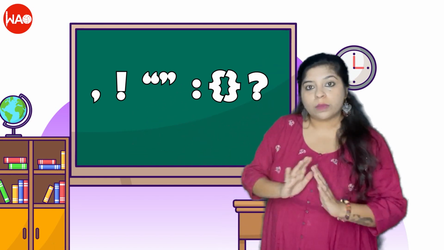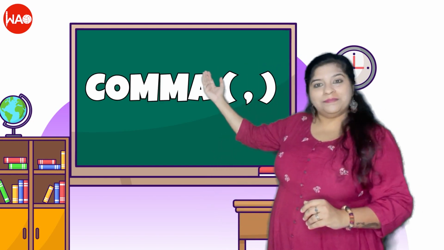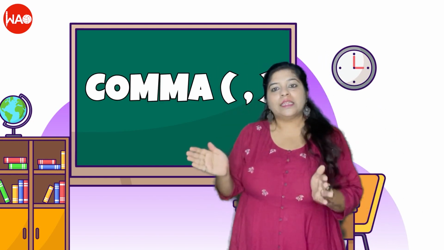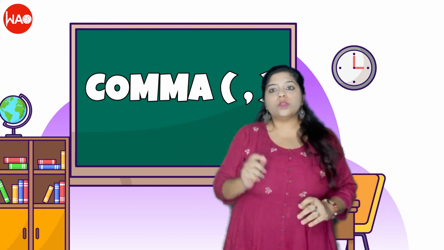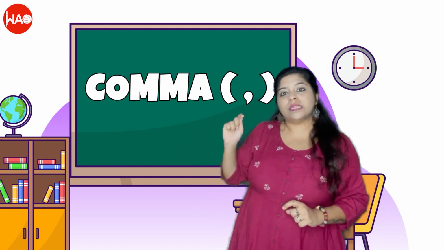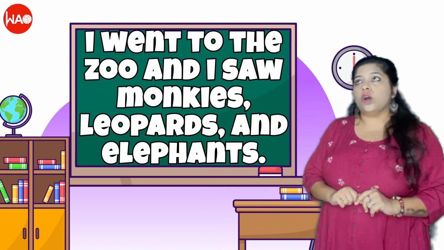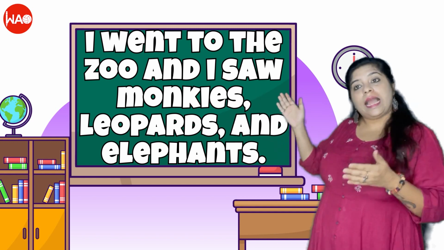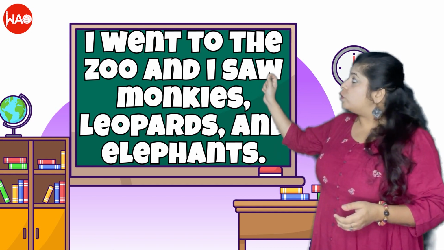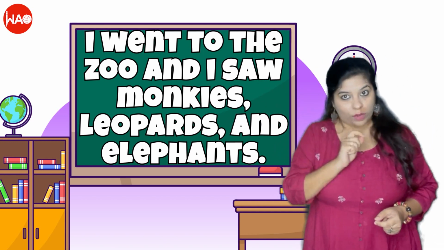Let me tell you about some very commonly used punctuation marks. Comma. It helps you to connect 2 or more things together in a sentence. It also needs you to give a small pause when you see this in a sentence. Let's say I went to the zoo and I saw monkeys, leopards and elephants there. So where I have used a comma in this sentence, I will take a small little pause.